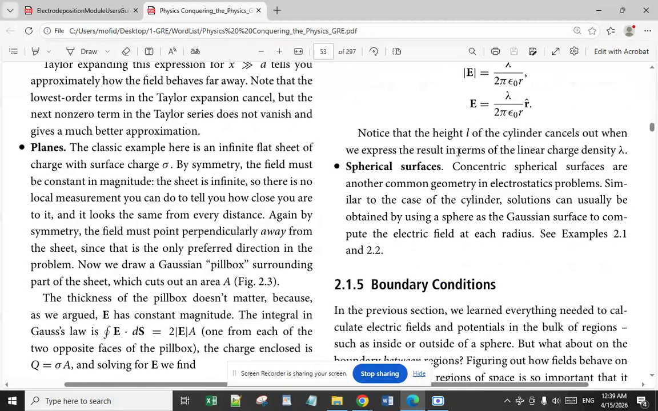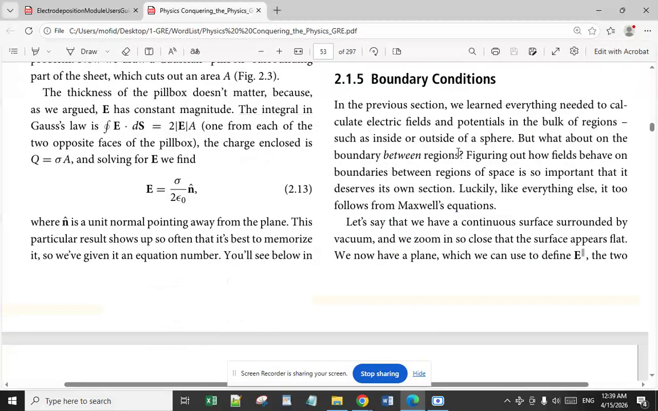Concentric spherical surfaces are another common geometry in electrostatic problems. Similar to the case of the cylinder, solutions can usually be obtained by using a sphere as the Gaussian surface to compute the electric field at each radius. Examples 2.1 and 2.2.